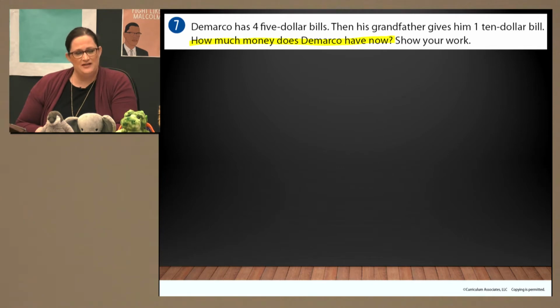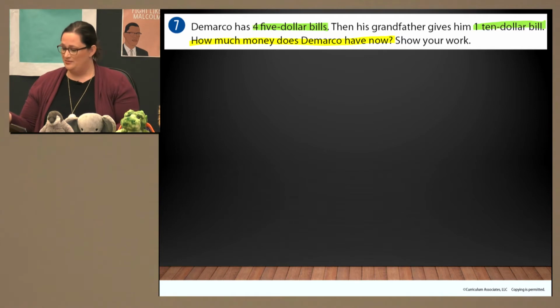Okay, let's read and find the information we know. DeMarco has 4 $5 bills. Then his grandfather gives him one $10 bill. What's the information we have? 4 $5 bills and one $10 bill. How much money does DeMarco have now?